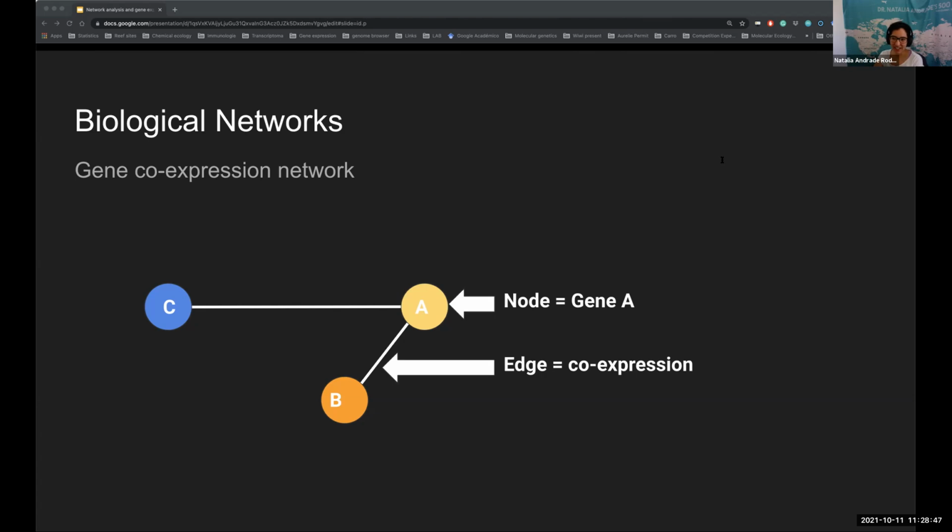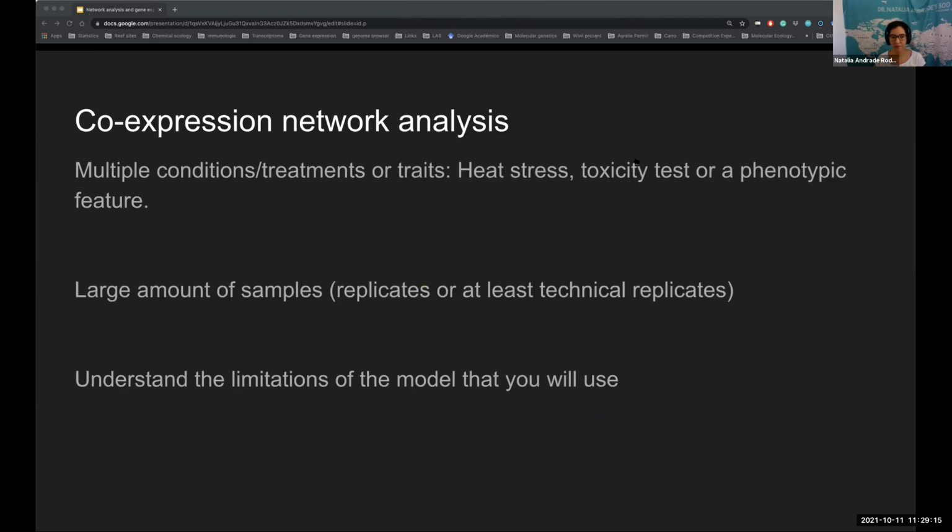Then what else is important? So in gene expression and co-expression network analysis, if that's a path a person is taking to investigate their question, it's very important to incorporate some elements from the beginning of the experimental design. To have a co-expression network that can actually reflect reality, we need multiple conditions or treatments or traits.